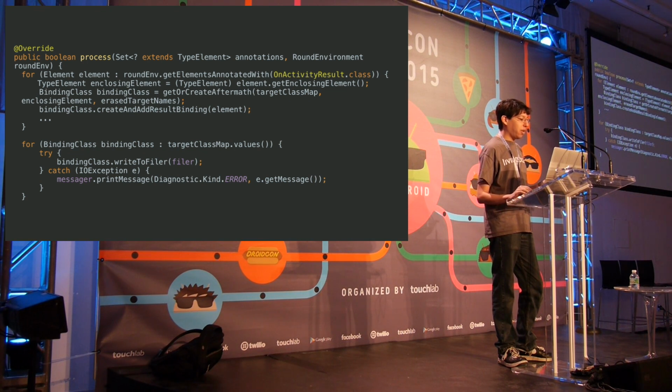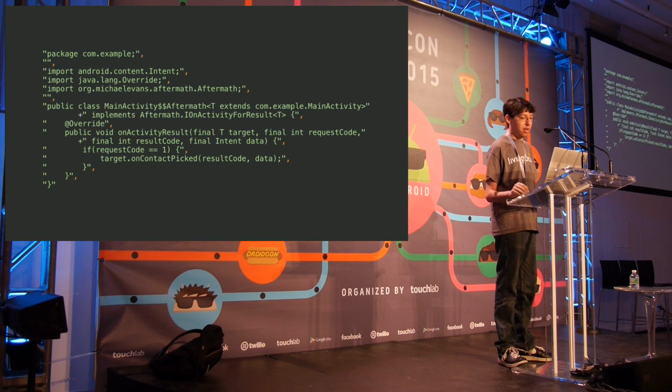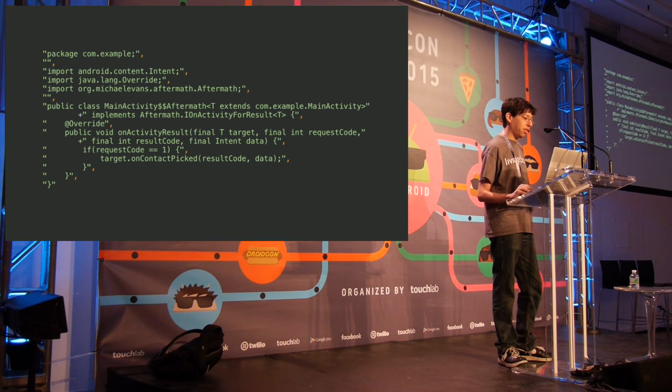And then after we store that, we're just going to iterate through all of the binding classes and then have them write something to a file. And so we'll talk about what they're going to write. So this processor kind of followed along with Butterknife. And if you've never looked at the generated code for Butterknife, it's pretty similar to this.